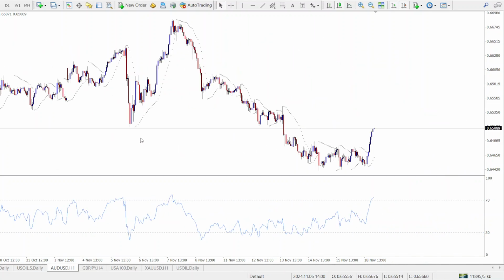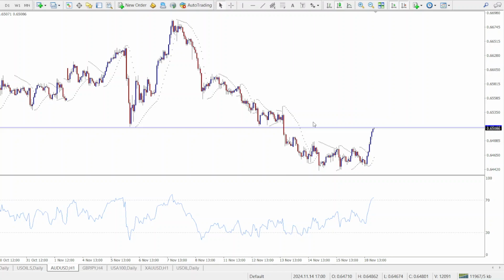When you have majority of the dots below the candlestick, emphasis on majority, because even in a downtrend you will still find the Parabolic SAR appear below when there is a pullback. Okay, and even in an uptrend you will still find the Parabolic SAR appear above when there is a pullback, right? So when you have majority of the Parabolic SAR dots below the candlesticks, it indicates an uptrend. When you have majority of the dots above, it indicates a downtrend.